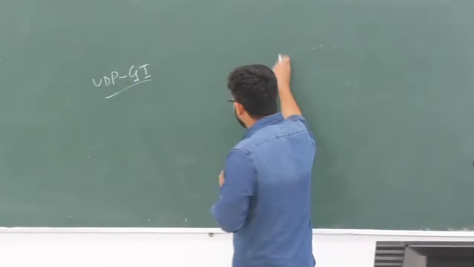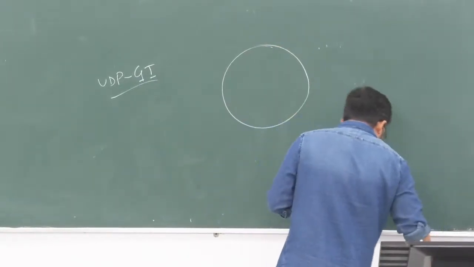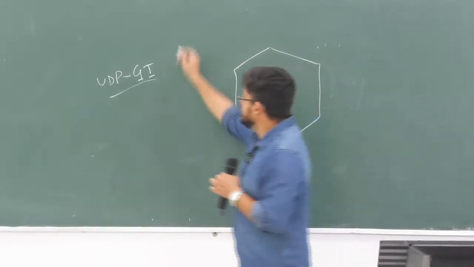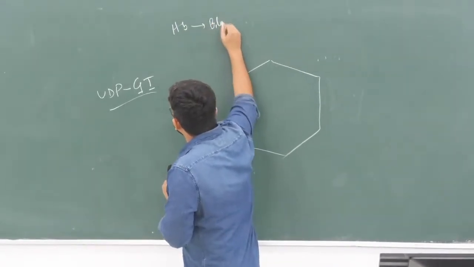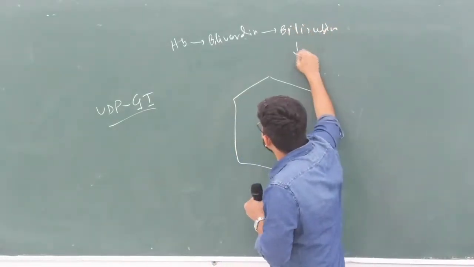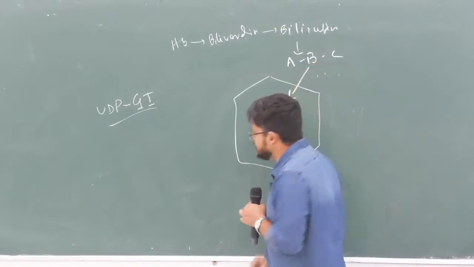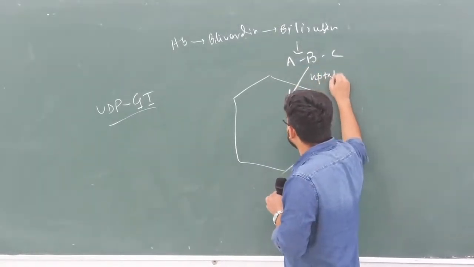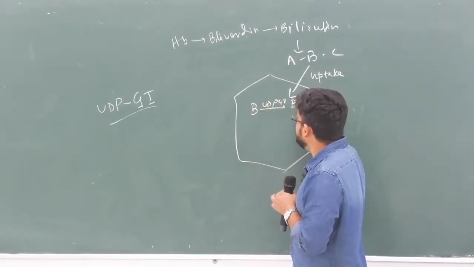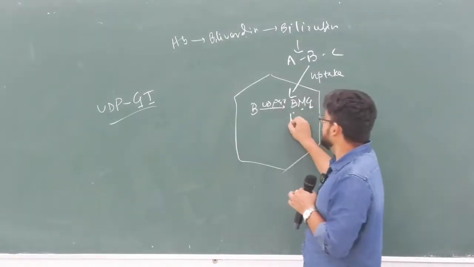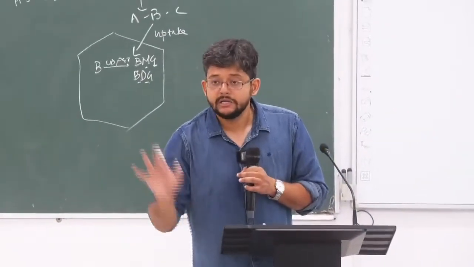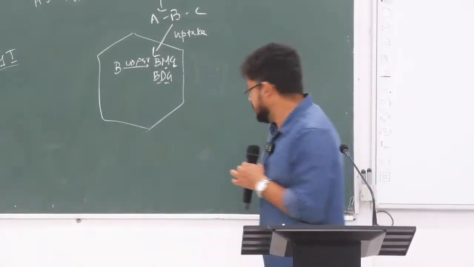So if we look at the whole thing very quickly, I should draw at least a hexagon here. So this is the hepatocyte. Now this is hemoglobin. Bilirubin has come. Bilirubin forms the albumin bilirubin complex, which goes inside the liver, and inside the liver UDPGT works and forms two compounds. One is BMG, bilirubin monoglucuronide. The second one is BDG, bilirubin diglucuronide. These BMG and BDG are conjugated bilirubin.